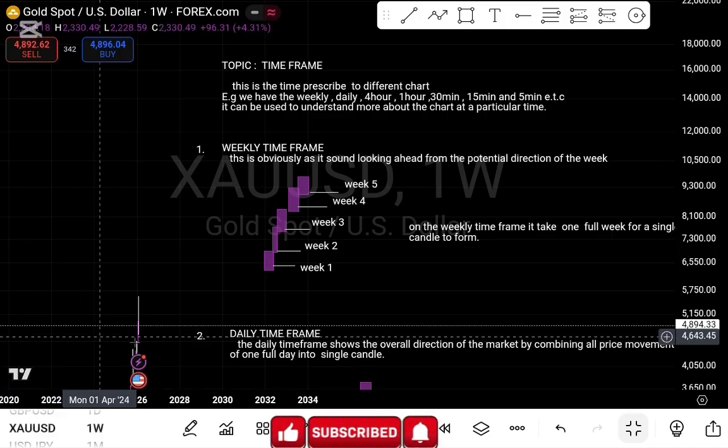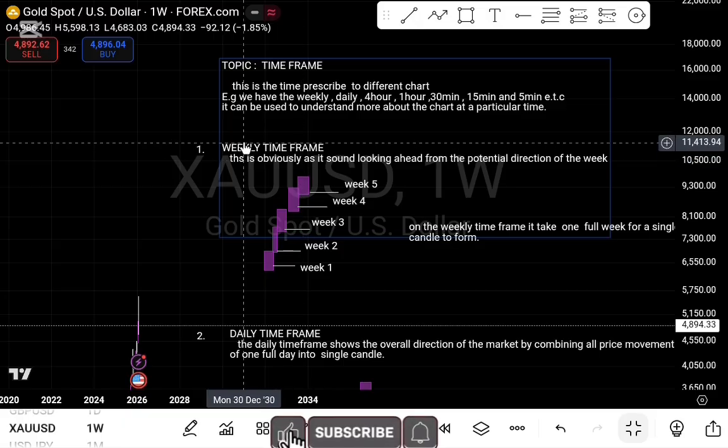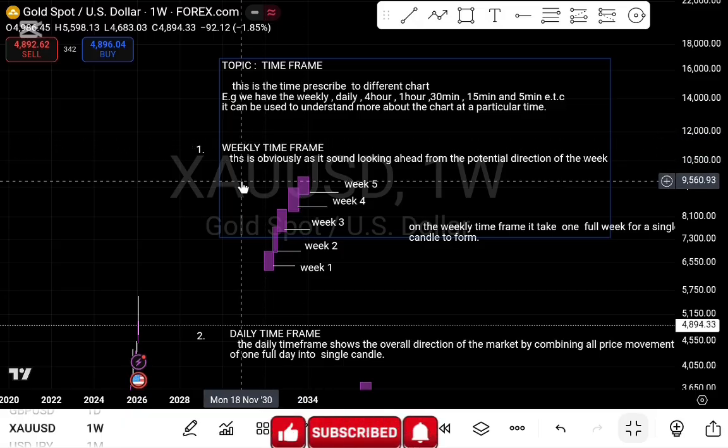Okay, let's get it started with the first one on our list. We have the weekly time frame. This is obviously as it sounds, looking ahead from the potential direction of the week. As it sounds, that is what it is, a weekly time frame.